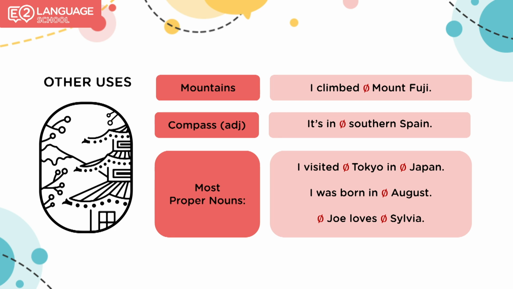However, in our previous videos on the, we learned that some proper nouns do need an article. In particular, places of interest. So for example, the Eiffel Tower, the pyramids.